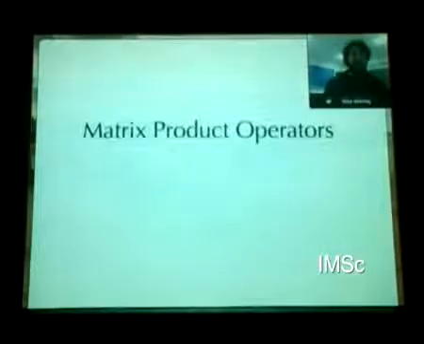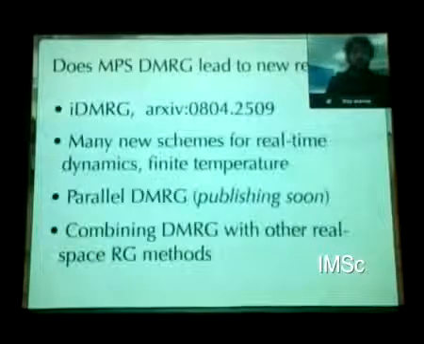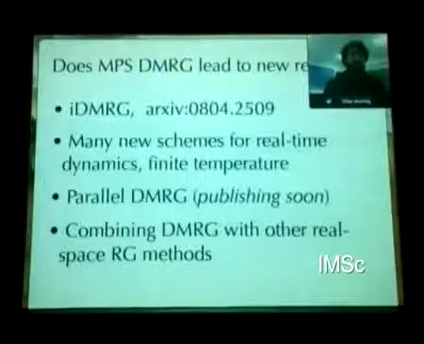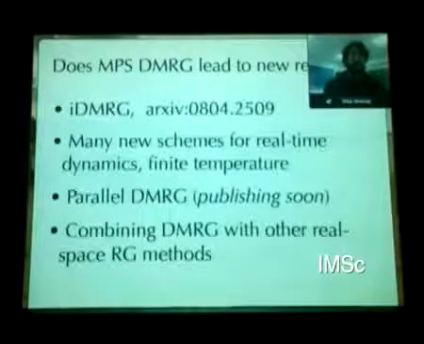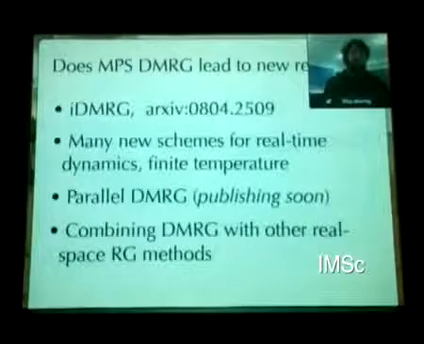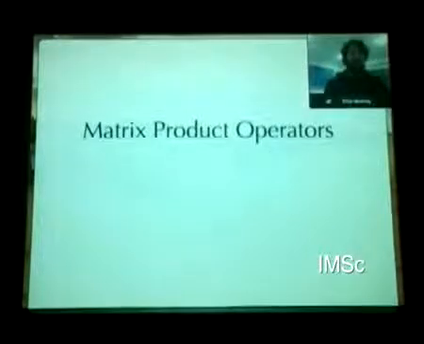And then also matrix product states have led to a lot of nice schemes for doing real-time dynamics and finite temperature. Also, Steve and I have been working on a way to parallelize DMRG in real space, and we're going to be publishing that soon. And that heavily uses matrix product states. And then also, you can combine DMRG with real space RG methods. So these are just some of the qualitative things you can get.